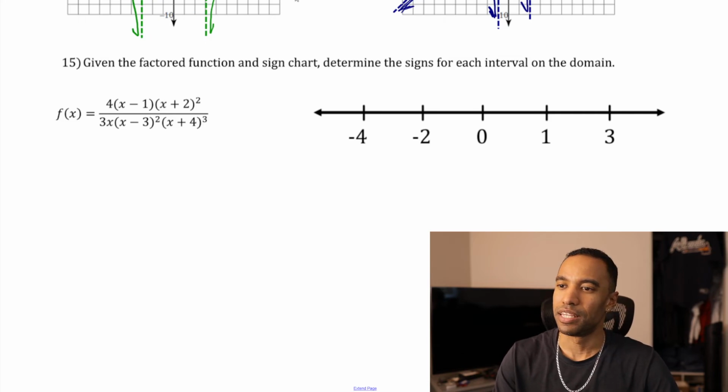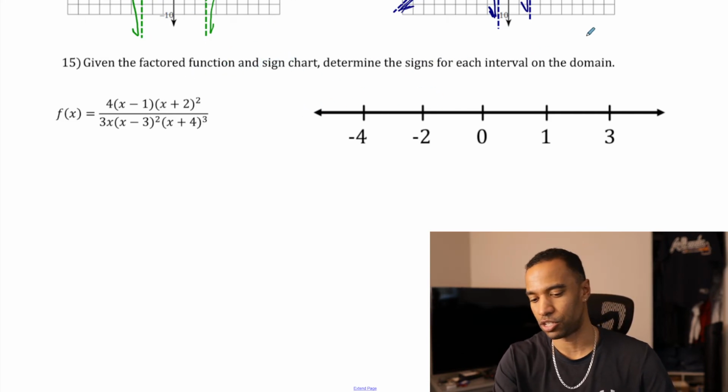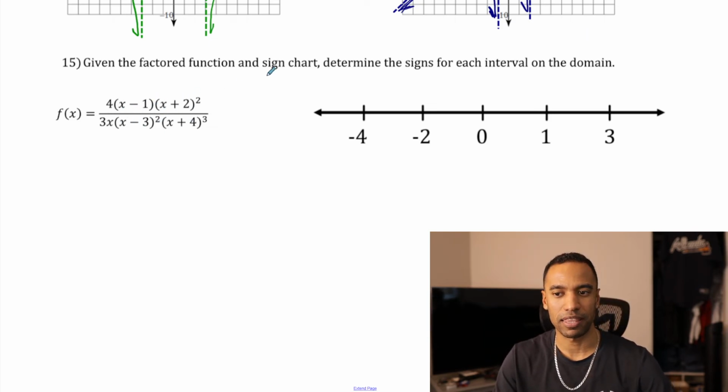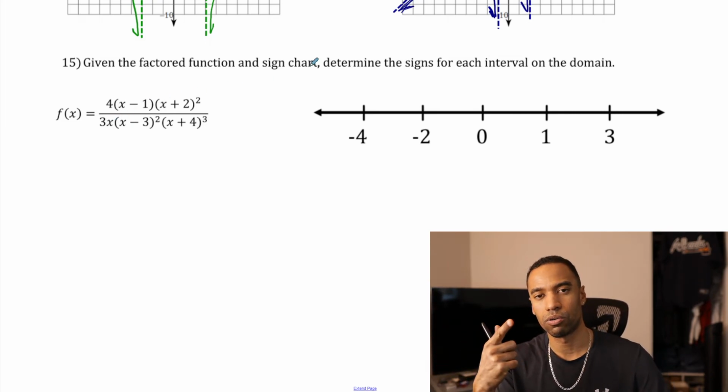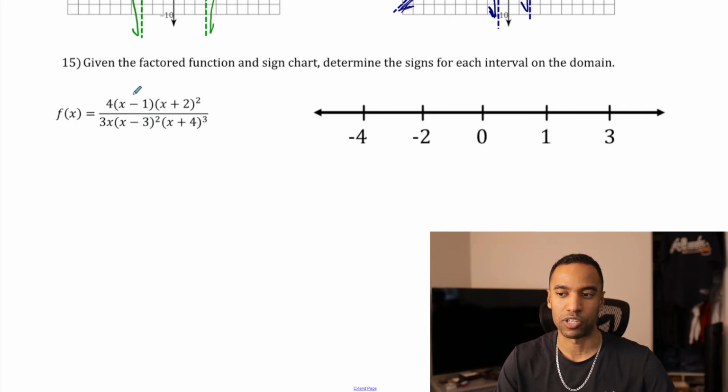Last problem. Given the factored function and sign chart, determine the signs for each interval on the domain. So this one's already factored for you just to kind of make things easier where you can just plug things in and play with signs. Now the values are as they are likely as a result of what would indicate zeros, holes, or vertical asymptotes. By zeros I mean x-intercepts.